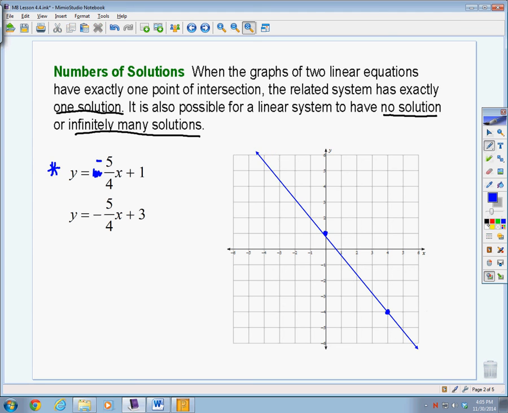Now I will graph my second equation here. My y-intercept is 3. Sorry, I'm going to fix this line here a little bit. And my slope again is going to be a negative 5/4. So I'm going to go down 5, 1, 2, 3, 4, 5, and over 4, 1, 2, 3, 4. And what we notice is that we basically have two parallel lines.